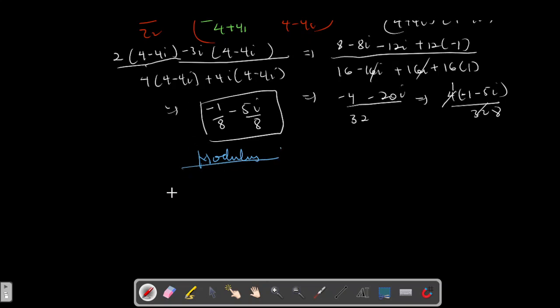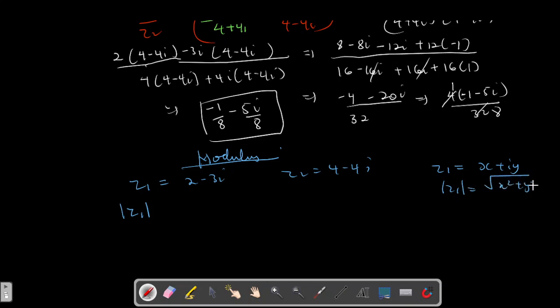Given the same numbers, z1 is equal to 2 minus 3i, z2 is equal to 4 minus 4i. If you are asked to find the modulus of z1, sometimes the question will say find the modulus of z1. Other questions will say find z1 put into 2 bars. It's the same thing. What's the formula? For any general complex number z1 in the form x plus iy, the modulus of z1 is simply equal to the square root of x squared plus y squared. You just square the real part and add it to the square of the imaginary part.